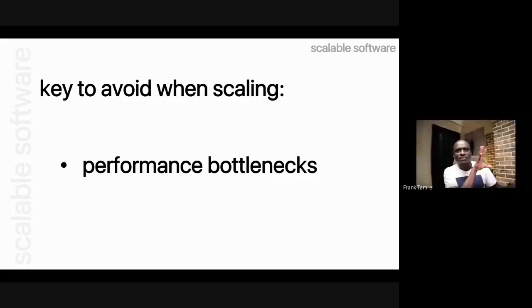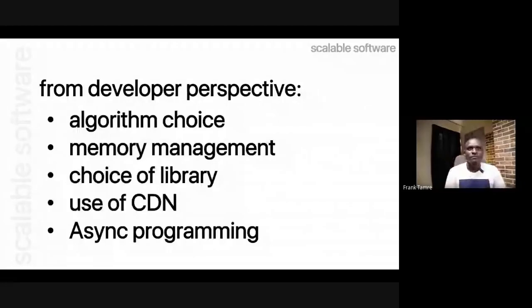Now, from a developer perspective, you have to think about what kind of algorithm you're going to choose. Every time you write a piece of code or an algorithm, you have to ask yourself, what's the big O notation? What's the efficiency of the code that I've written? You can be asked this question sometimes when you're solving interviews.